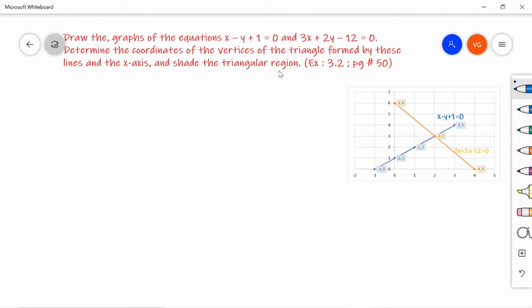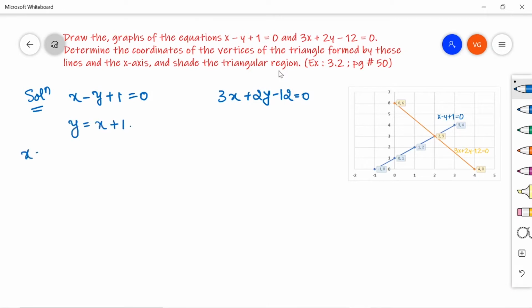region. So you are given two equations, that is x minus y plus 1 is equal to 0 and 3x plus 2y minus 12 is equal to 0. We need to represent these two equations graphically. So I'll write here y is equal to x plus 1.